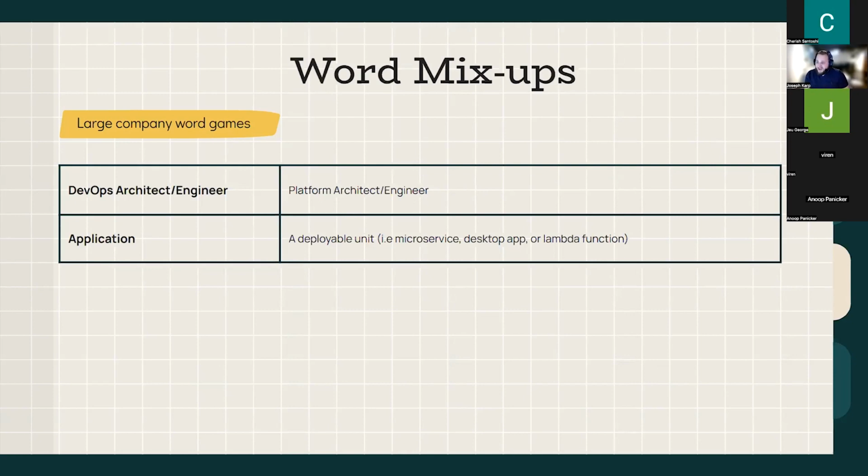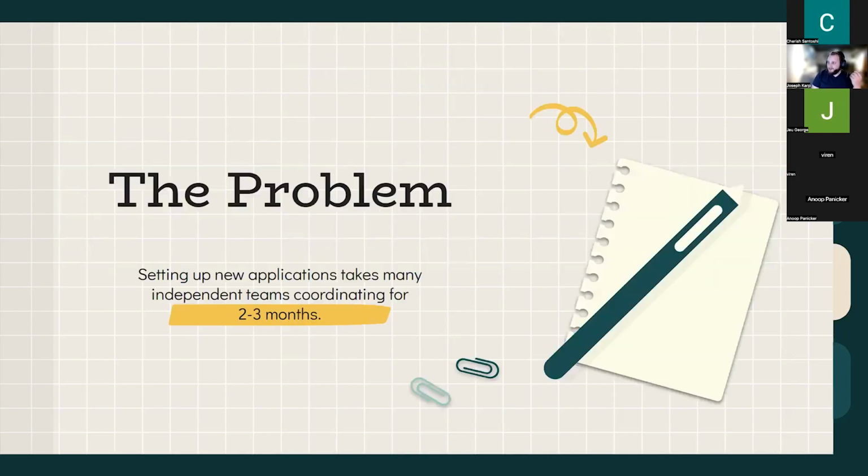And then what do I mean by application? Because that's a very vague term. I mean a deployable unit. So i.e. a microservice, a desktop app, a Lambda function, Azure Functions. So a thing that a traditional development team would be working on and deploying. And that takes us to our problem.